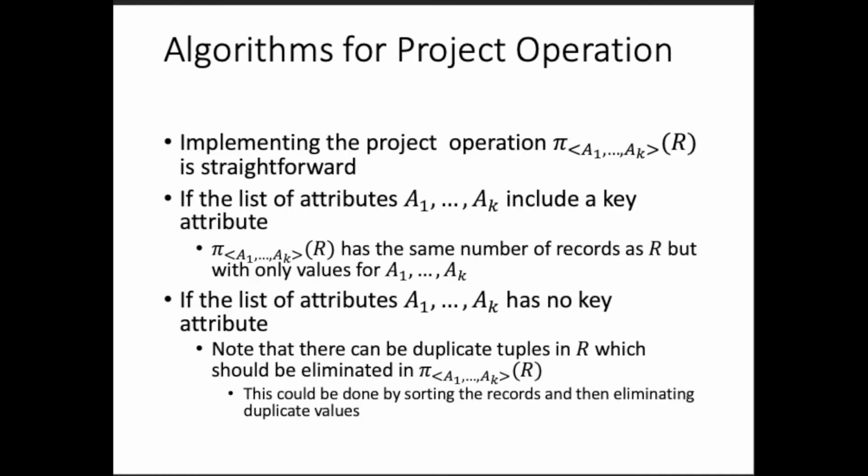Next is the project operation. Actually, this one is a much simpler operation in SQL. We just extract the necessary attributes, and then since the output of the project operation is just a set of distinct elements, to eliminate the duplicate records, we just need to sort the output of the project, and then we can eliminate the duplicate values easier.